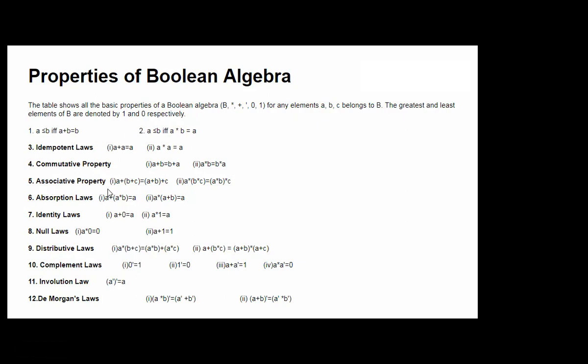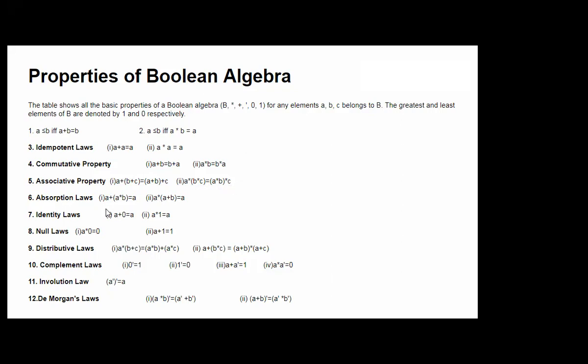Then associativity: A plus (B plus C) is equal to (A plus B) plus C. Means here first B plus C is performed, then it is ORed with A, and the same will be the result if first A plus B is performed, and then it is ORed with C. The same is the case with the star operation also: A star (B star C) is equal to (A star B) star C.